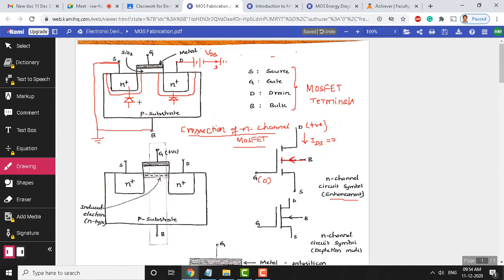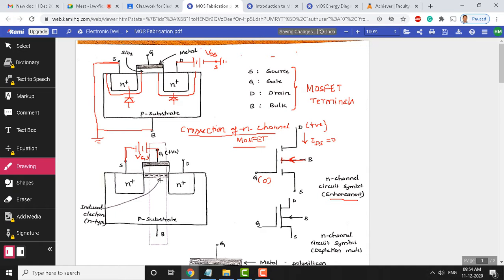For the same device structure, when we apply positive voltage to the gate terminal, all voltages are applied with reference to the source. Let us connect a positive voltage to the gate, with a battery connected like this. Now, you can see positive voltage is connected to the gate. This voltage can be called VGS.